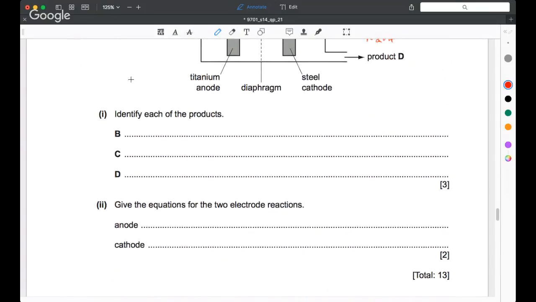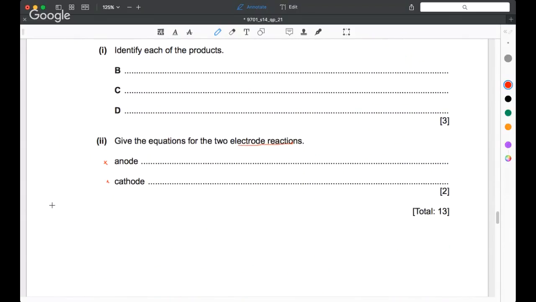Now you've got to give equations for the 2 electrode reactions, okay? Now that means you've got to know what happens at the anode and what happens at the cathode. So there's lots of different ways you can remember this. Let me just go through them. You can pick which ones you want. Anions go to the anode in electrolysis, and cations go to the cathode in electrolysis. So that's one way of thinking about things.